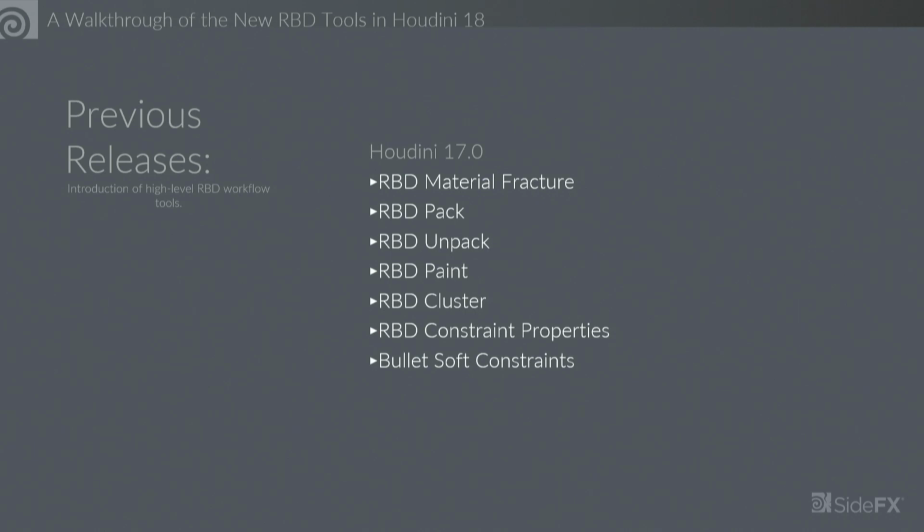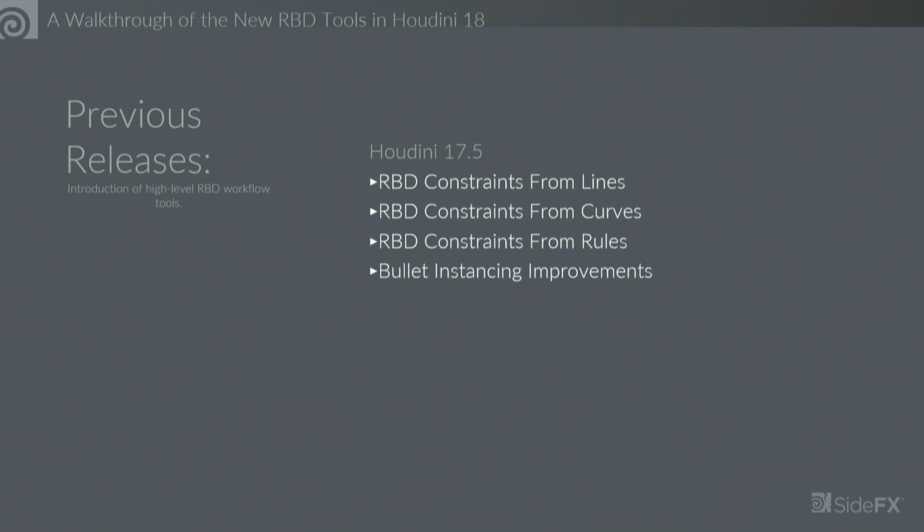We introduced the RBD material fracture SOP and additional helper nodes to streamline the process of getting you guys up and running with RBDs. Taking care of managing the fracturing of the render geometry, constraints, and proxy geometry for different material types. Bullet also got some improvements. Glue constraints are a lot faster. A new Bullet soft constraint was introduced, which gives much better results than the dastardly spring constraints.